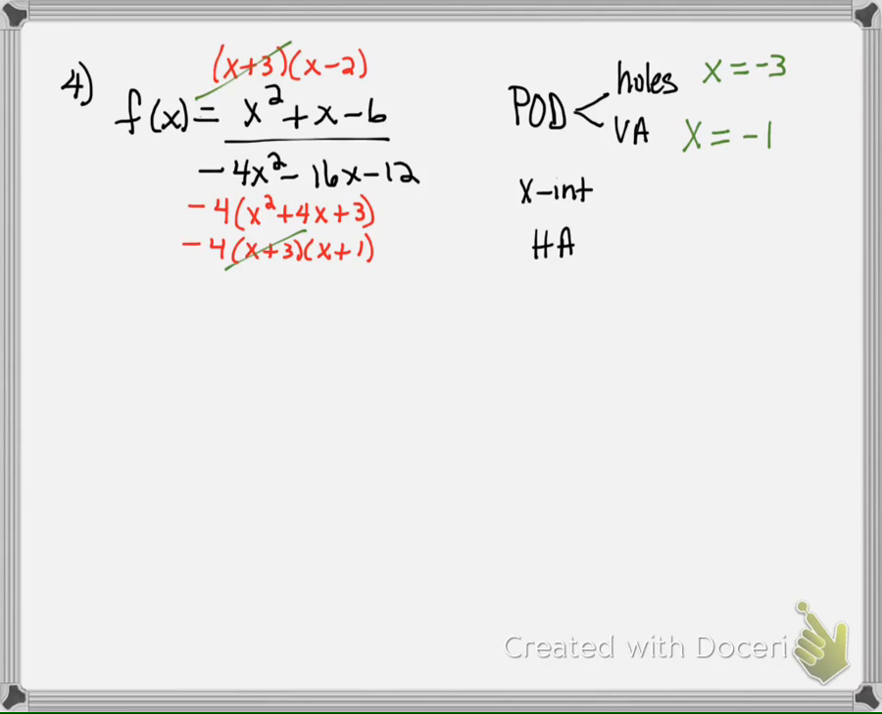X-intercepts. 2. Positive 2. Now we just don't say positive 2. X-intercept, that is a location. That's a point, isn't it? That's at the point 2, 0. All x-intercepts have a y value that's 0. So that's the point 2, 0.